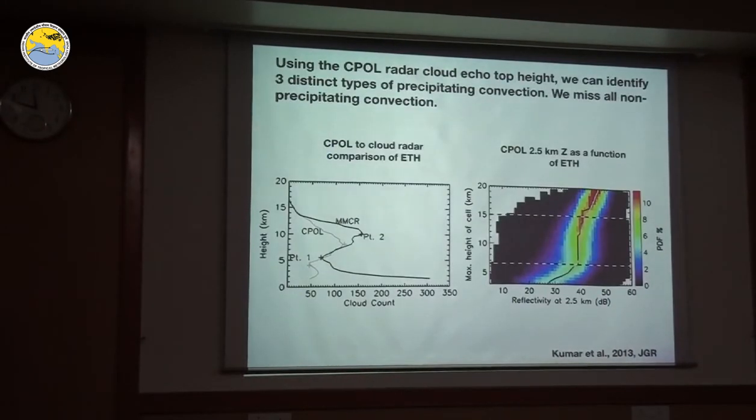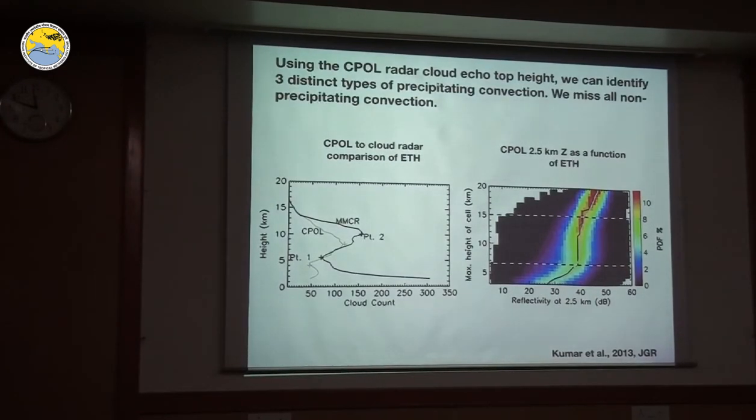A few more things we did with the radar. Forget the second graph. Using the SEPO radar, we found that there are actually 3 very distinct types of precipitating convection. This had not been reported before. And the third type is, I'll show you. And how did we find this?